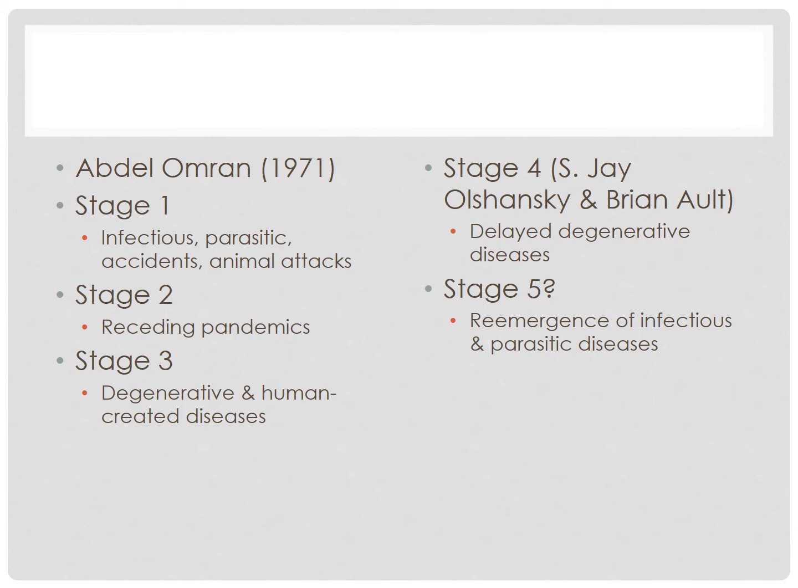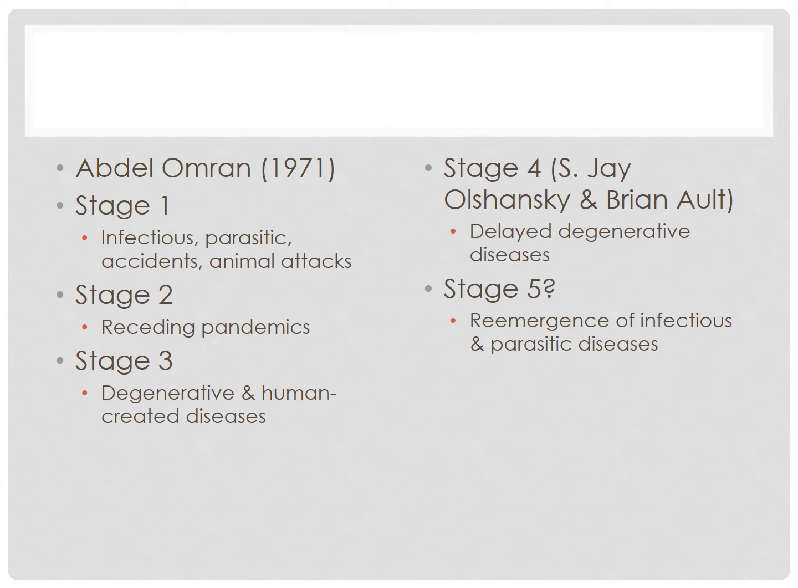So a good example of that is going to be things like, and I kind of already gave an example with a heart attack, things like heart disease, cardiovascular disease, cancer, strokes are probably the most common examples of degenerative and human-created diseases, but also things like pneumonia, diabetes, liver disease are also examples of degenerative diseases.